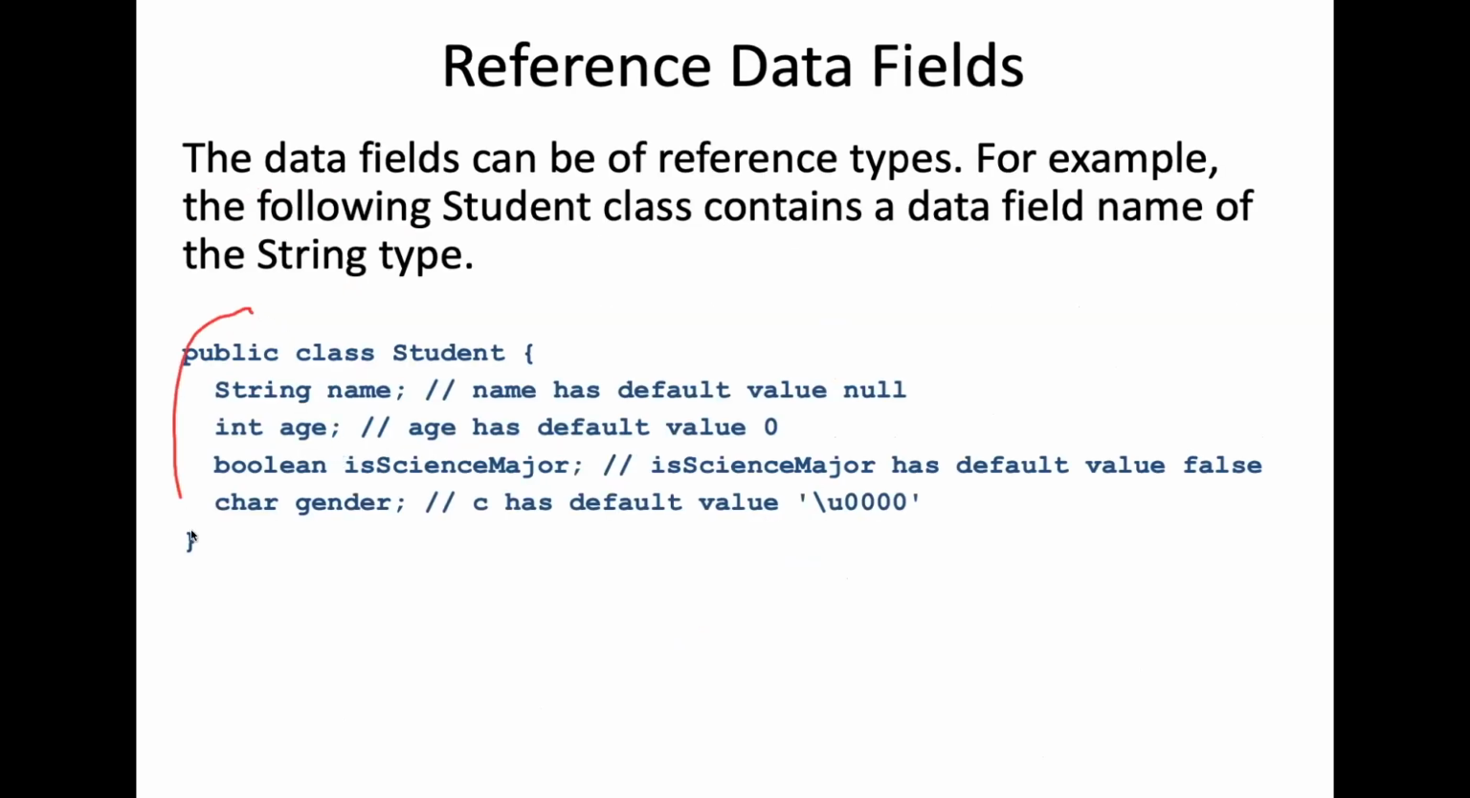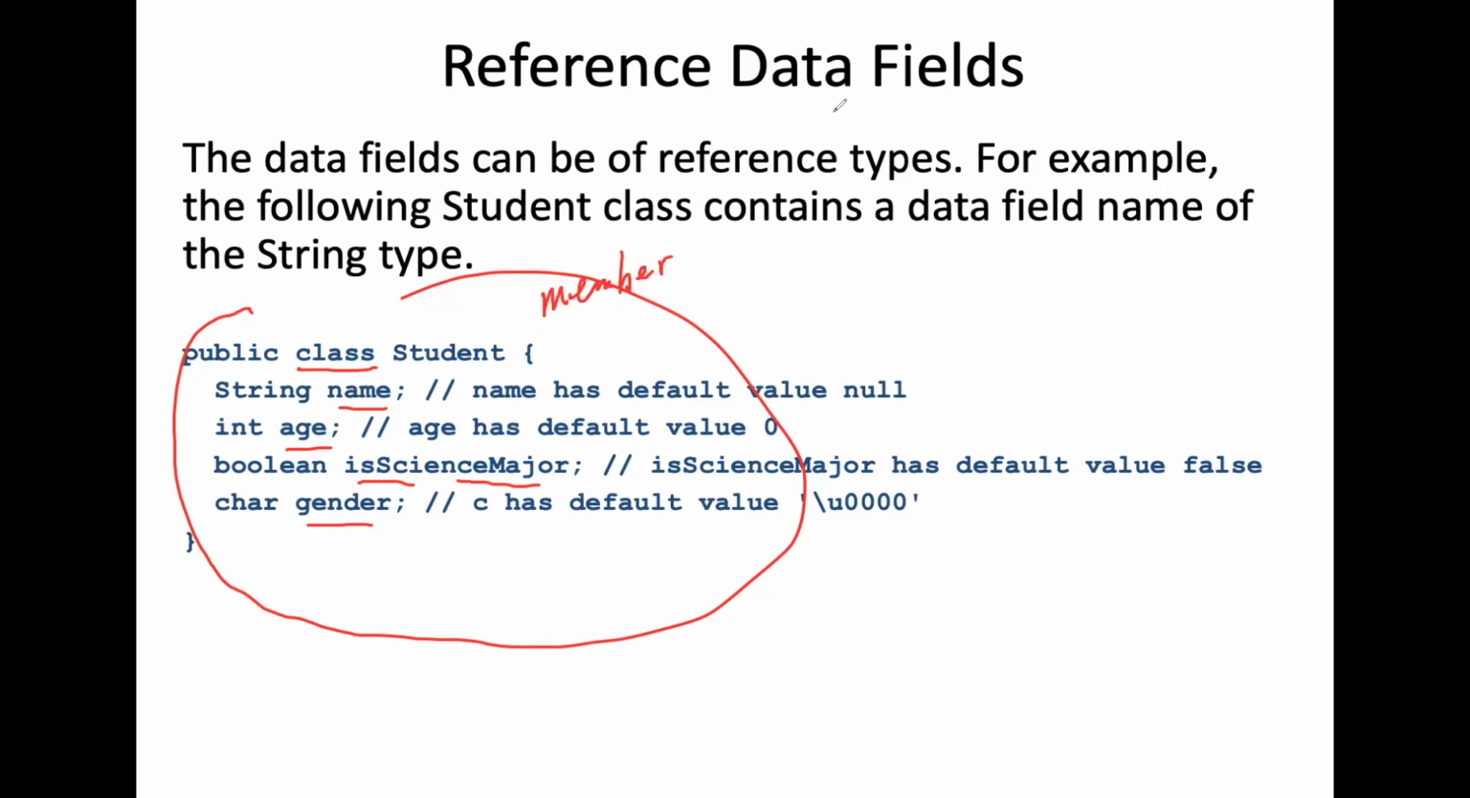This is a public class declaration that has several data members: student name, student age, whether the student is a science major, true or false, and his or her gender. By the way, every time we talk about something that is inside a class, we start with the word member. So this data field becomes member data field. As you can see, we can use other reference types like String, even primitives, inside a class.